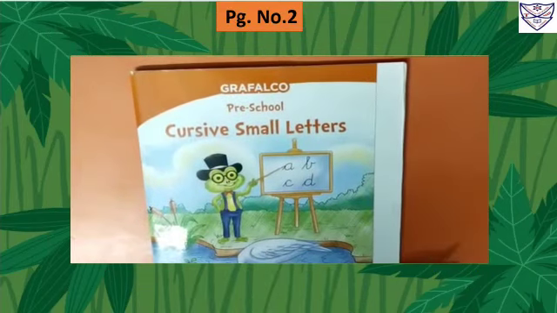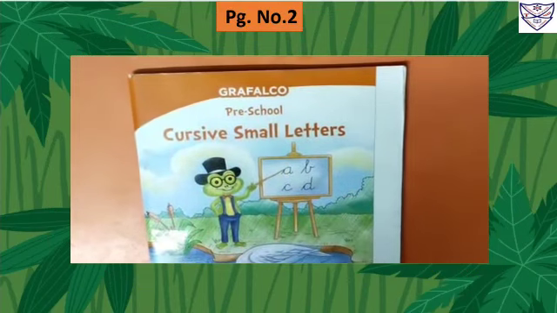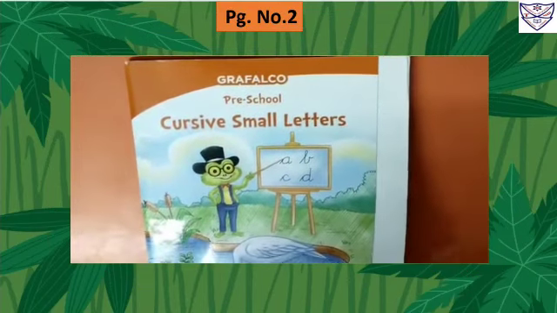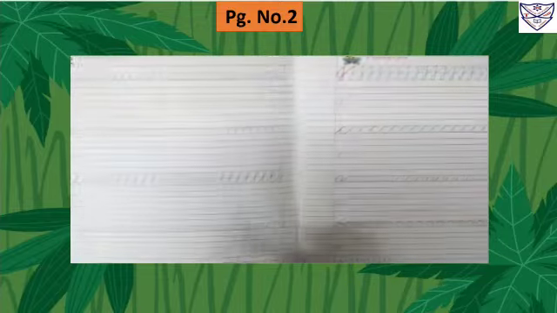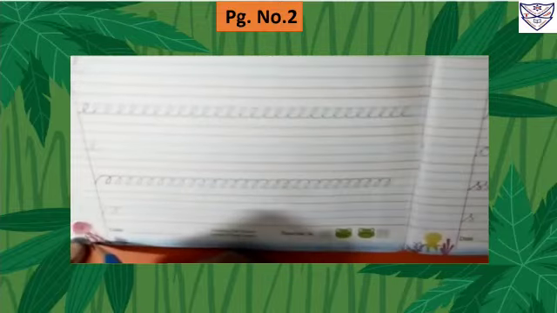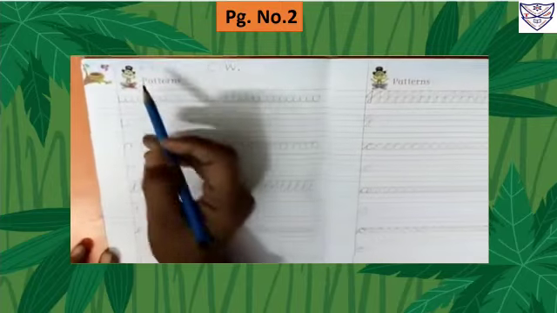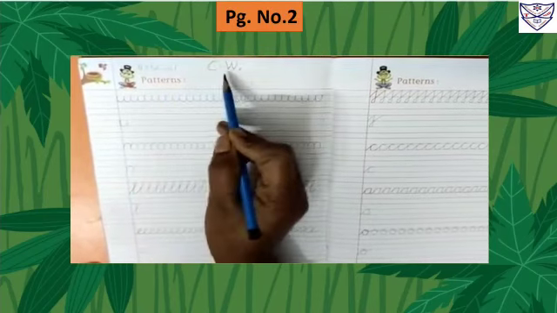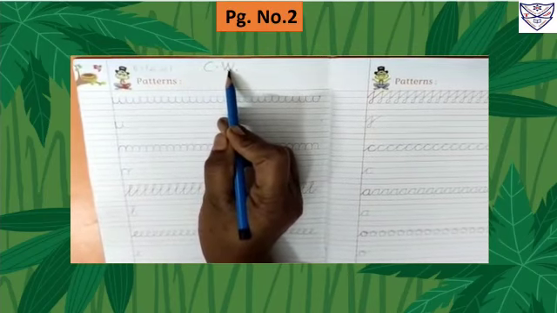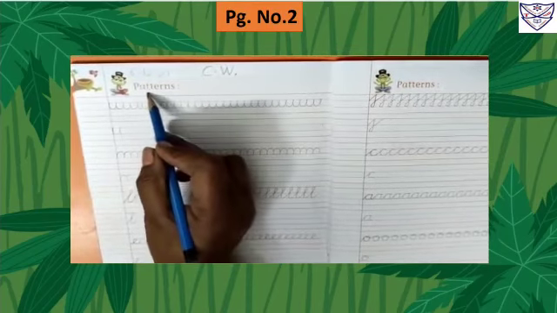Today we are going to write in cursive small letters workbook. Open your workbook at page number 2. First of all, write today's date, 6-12-21. Here write C.W. classwork. Today we are going to do patterns.